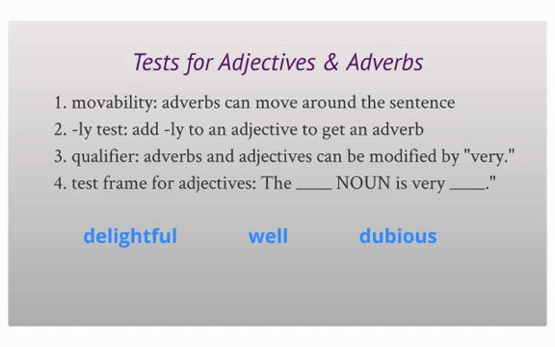I can distinguish adverbs and adjectives from the other form classes, from structure classes, with a qualifier test. I can modify them with very. I can't say very apple or very if. It really only works with adverbs and adjectives. And then adjectives have a special test frame where you fill in this blank. You use any noun you want. So here are 3 words. Run them through whatever test you want to determine, are we dealing with adjectives, adverbs, or neither?